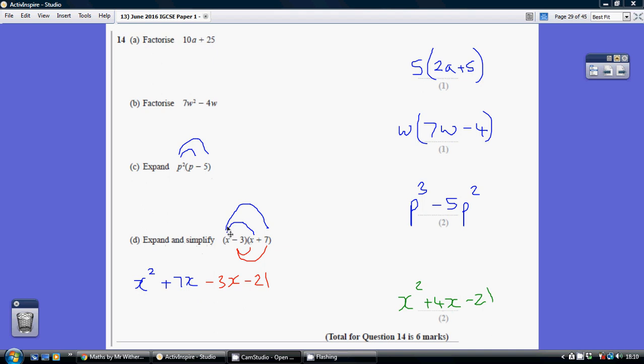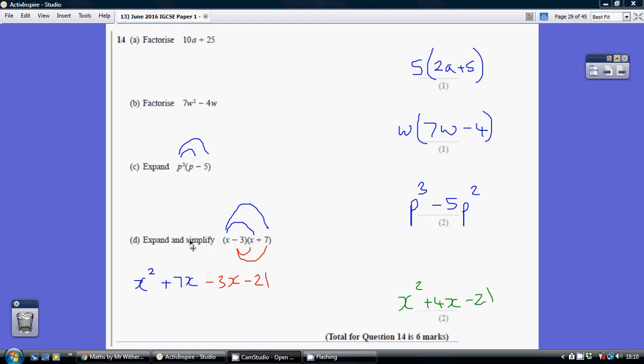So starting off with the blue ones, x times x is x squared, x times plus 7 is plus 7x. Moving on to the minus 3, minus 3 times x is minus 3x, and minus 3 times plus 7 is minus 21. So you get 1 mark for getting as far as that. That's expanding, getting rid of the brackets.